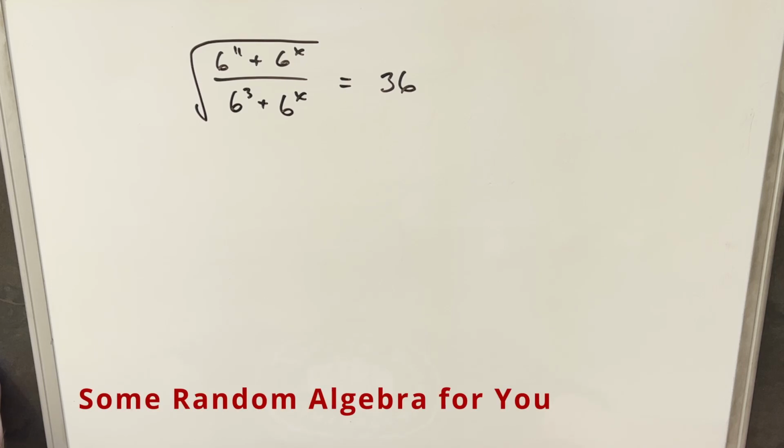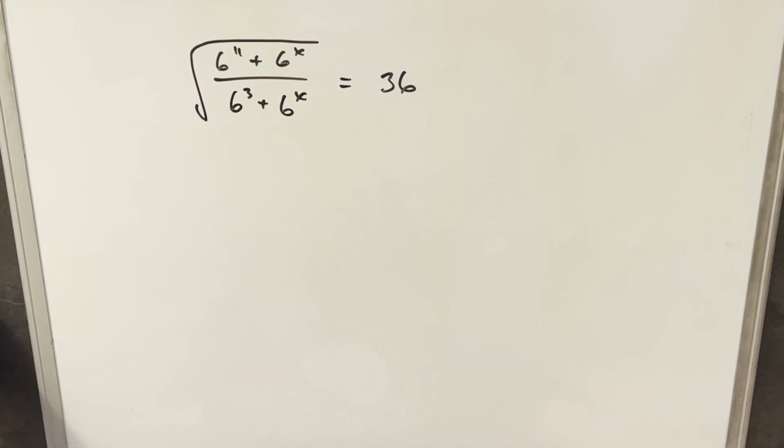Okay, so I haven't done an algebra problem in a very long time, I think quite a few months, so I thought I would give one a shot. So we have here the square root of (6^11 + 6^x) over (6^3 + 6^x) equals 36. Okay, so a couple things I want to deal with right away.